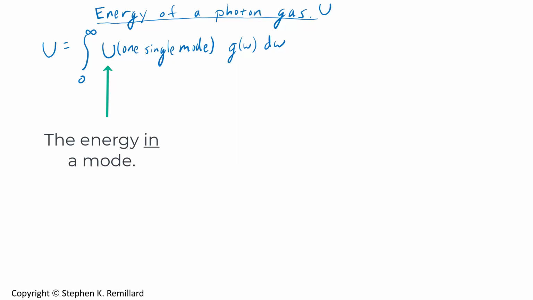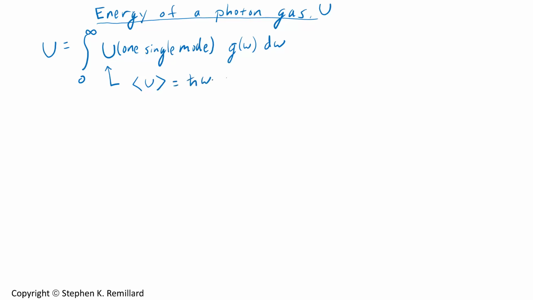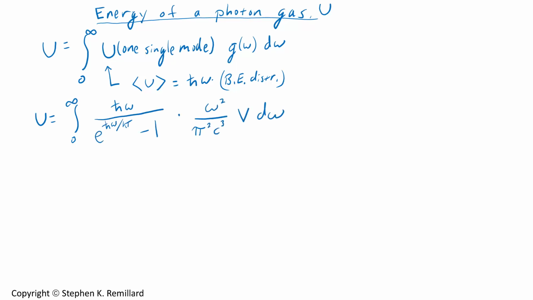So we found an expression just now for g of omega. We already determined that the energy of one single mode, which we also called the expectation value of U, is the Bose-Einstein distribution. So let's write this out. Well, remember, V is L cubed, where L is the size of the cavity that the gas is contained in. So V is the volume of the cavity that contains the gas. Some shorthand, the integrand, except for the V, is often called little u sub omega. It's the spectral energy density.